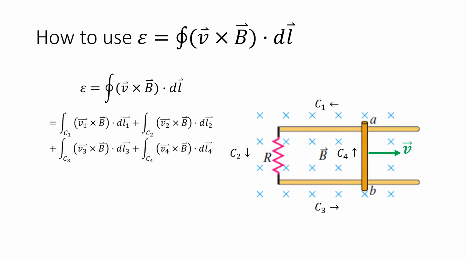Now, if you look at it, it seems daunting to solve at first, but note that it's only the metal rod that moves, which renders V1, V2, V3 equal to 0. Eventually, those integrals will be 0 as well. You're only left with the fourth integral. And we do note that V4 equals V, and dl4 is just integrating dy from 0 to L. And we have the following expression. As V, B, and dy are all perpendicular, we will get our familiar result, VBL.